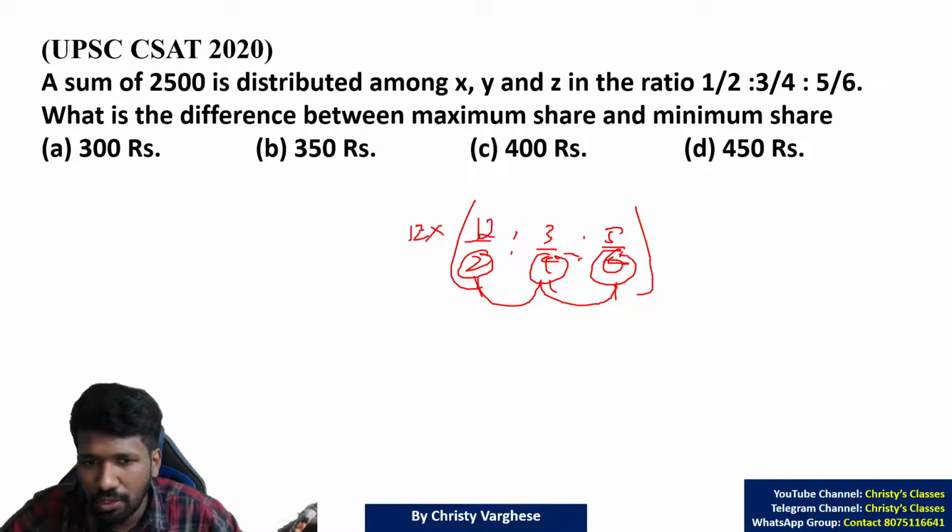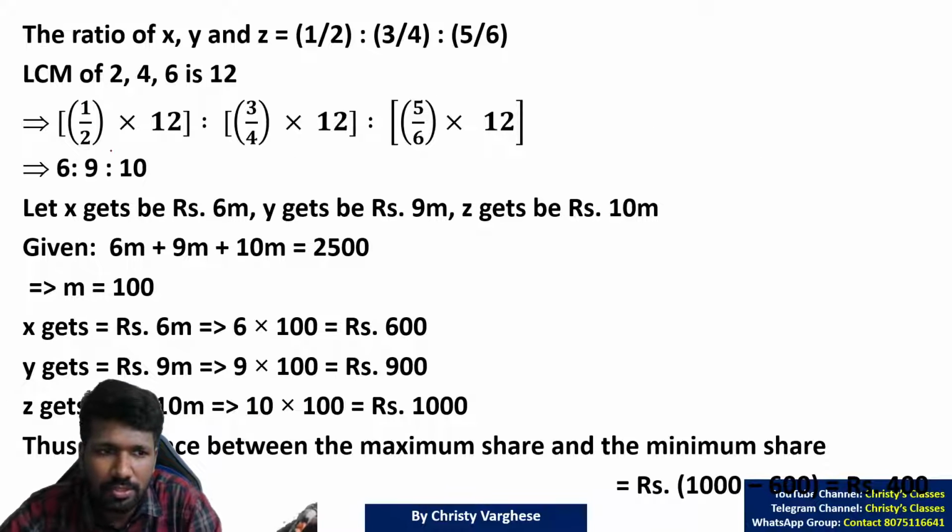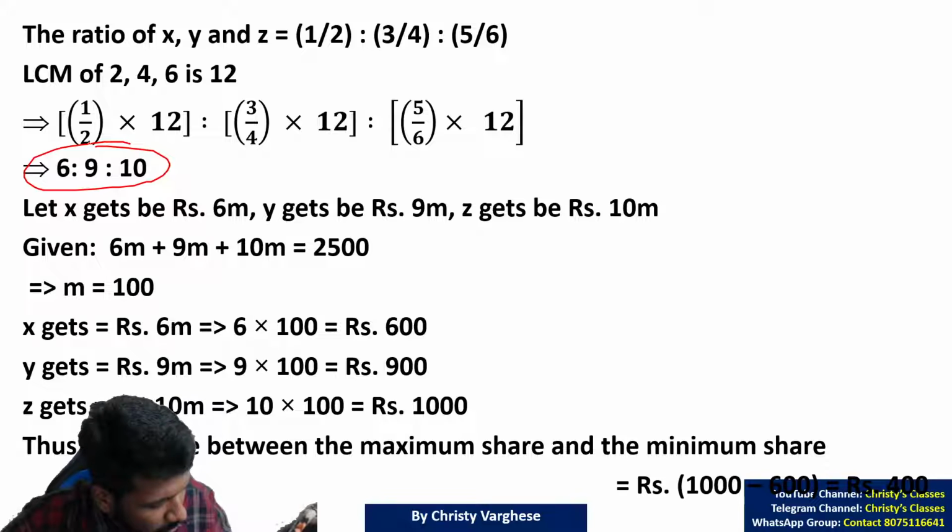That is 12 into 1 by 2, 12 into 3 by 4, 12 into 5 by 6. That is 6, 9, 10. Did all of you understand this? This ratio is the same as 6 is to 9 is to 10. This step is clear or not?